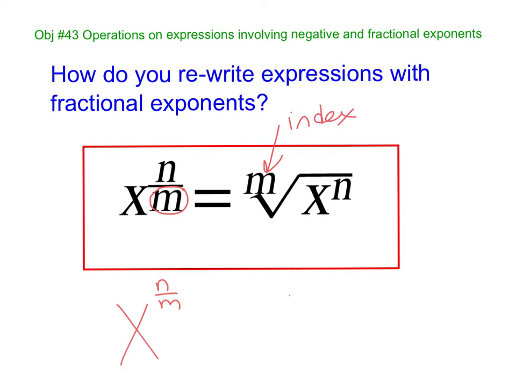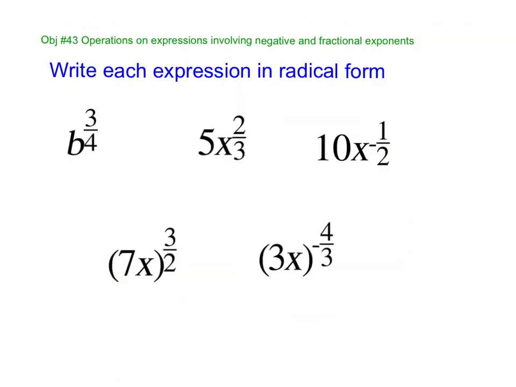If I had x to the third, I think of it as 3 over 1. So the top number is the exponent, and that stays with the x. The denominator gives us our root. So the top number is our exponent, the bottom number is the root or the index. All right, so again, pause, try these on your own.